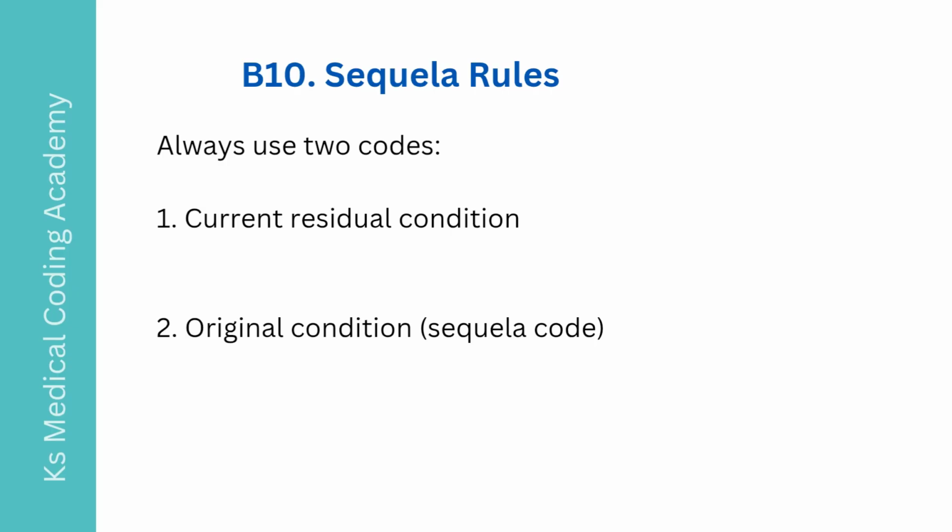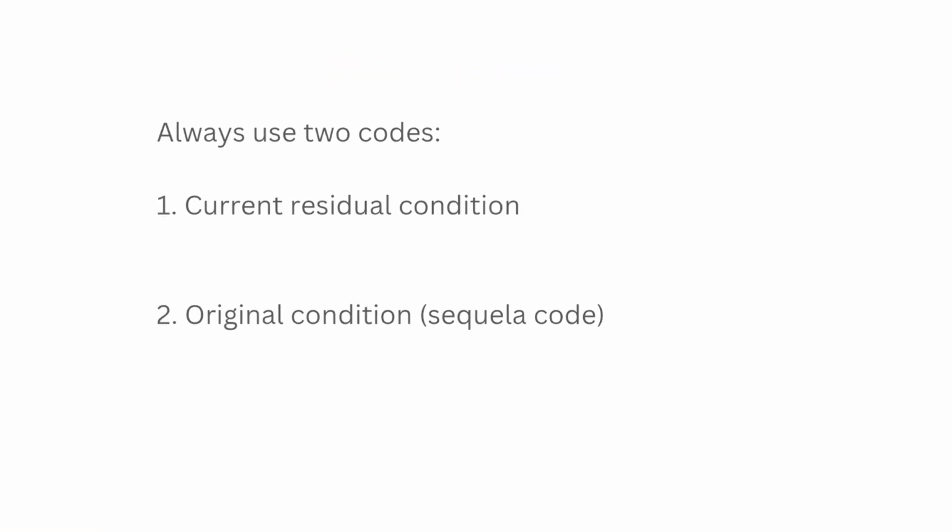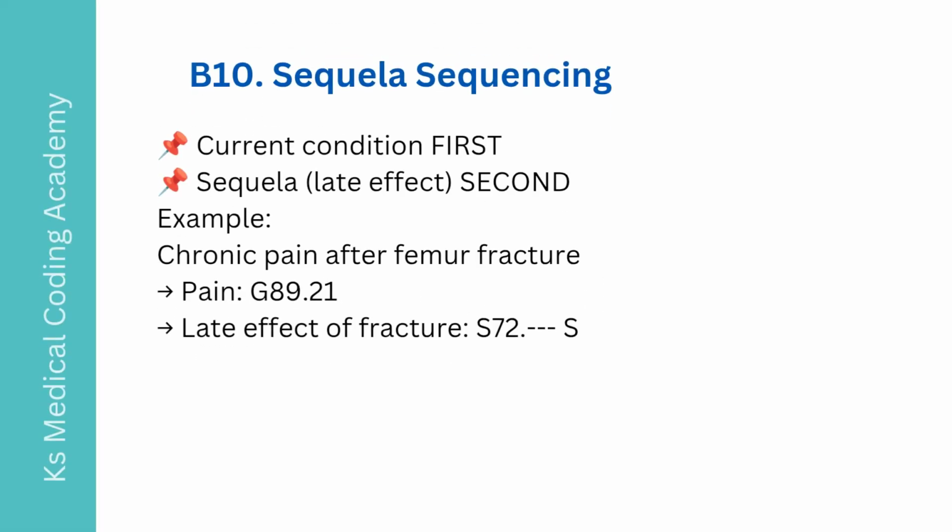Sequela rules. In sequela coding, you must always assign two codes. First, the current residual condition, which the patient is experiencing now. Second, the original condition, reported with a sequela code showing that it caused the residual problem. Sequela sequencing. The correct sequence for sequela coding is 1. Current residual condition, coded first. 2. Sequela code, coded second.